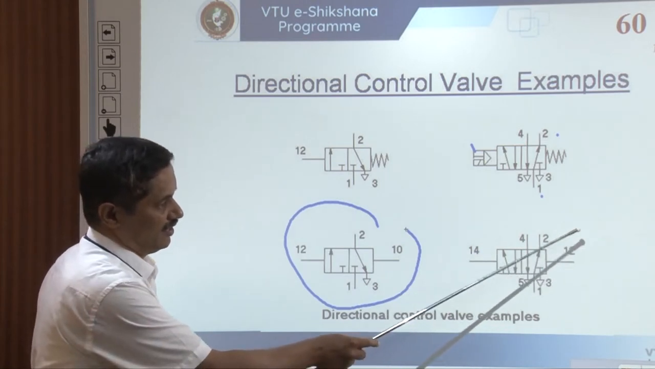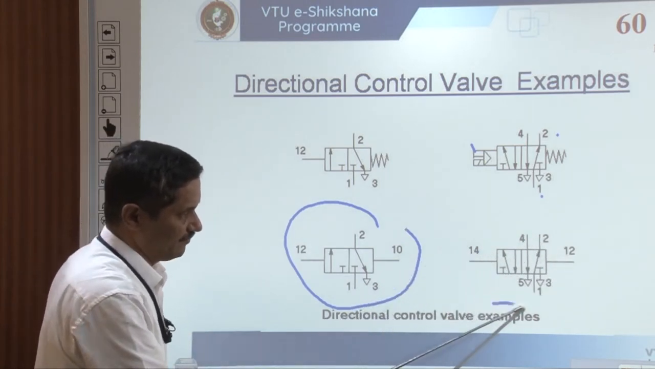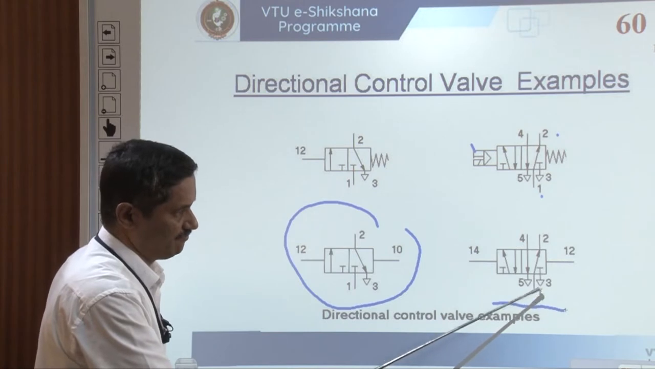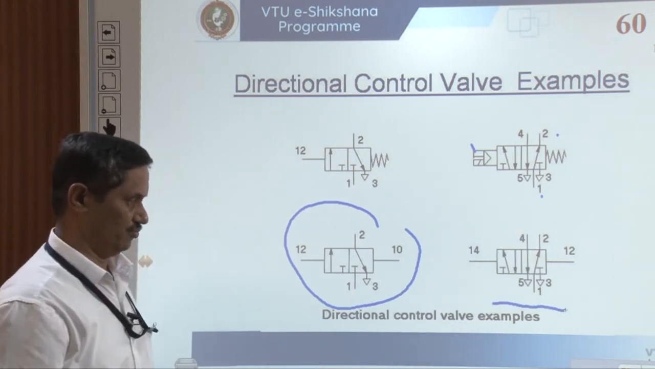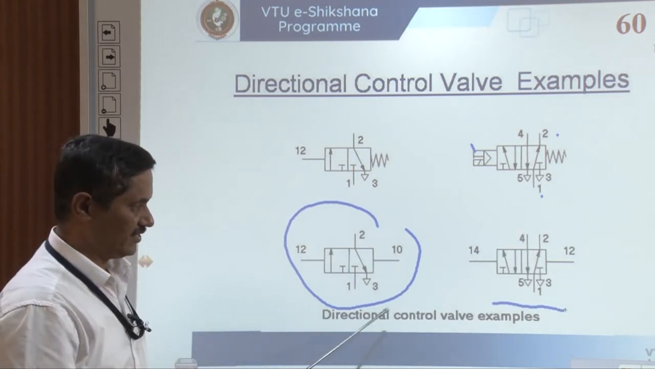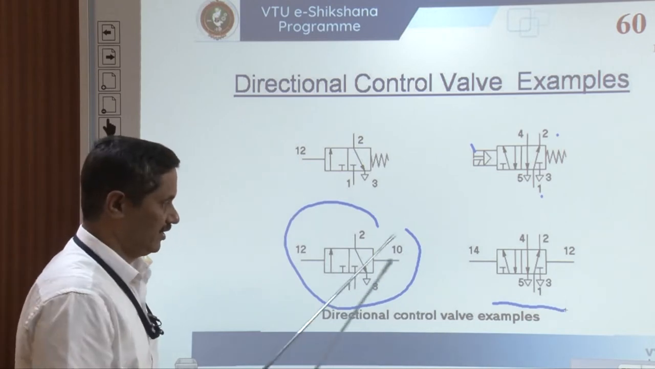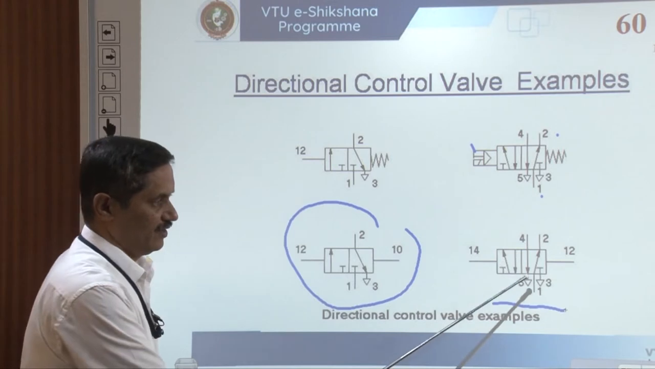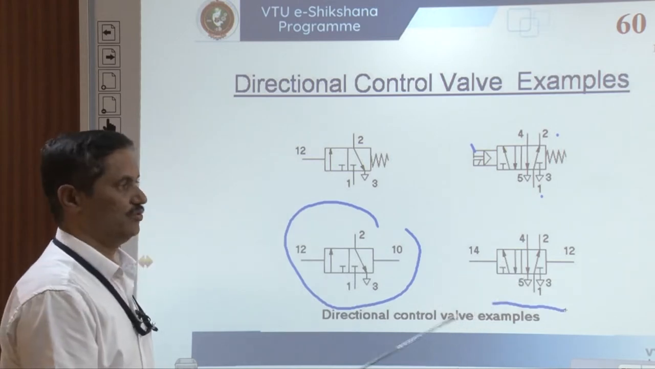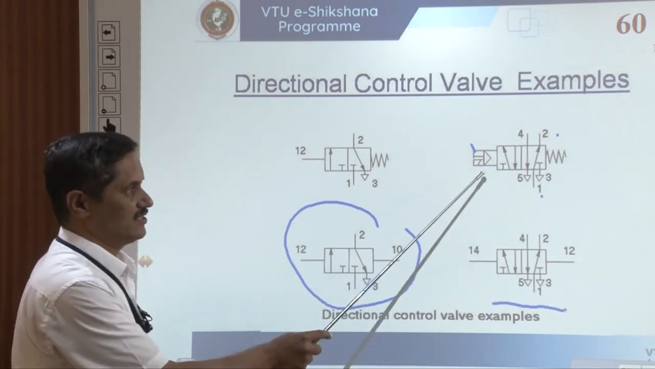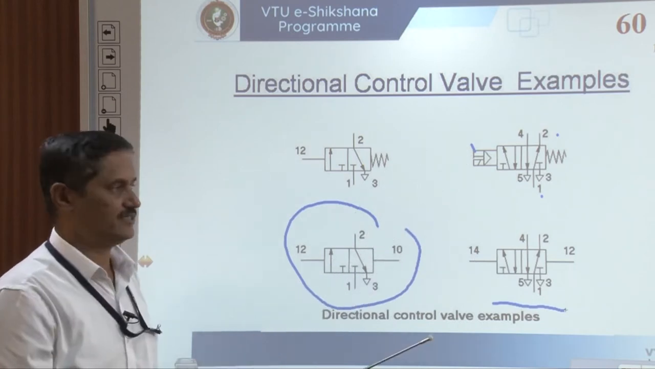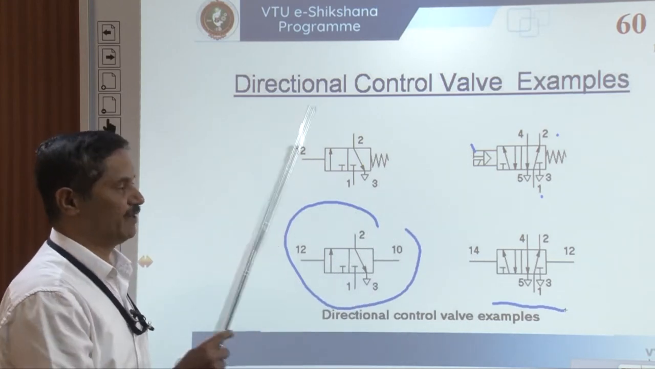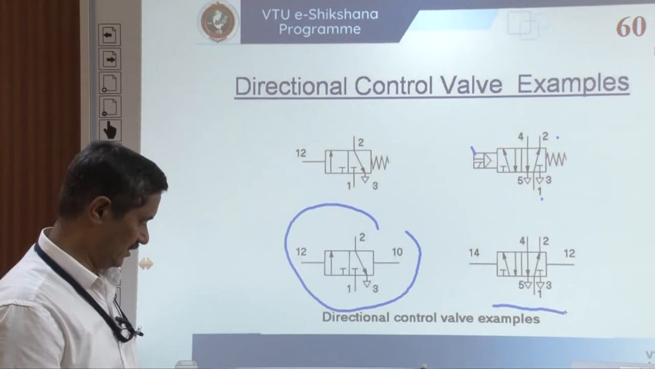Again a 5x2 way valve, where the number of ports is 5 and positions are 2. Directional control valve with 3x2, 2 position with set reset, and 5x2 with set reset. This is electrically operated with manual resetting, and this is a spring return type in the first figure.